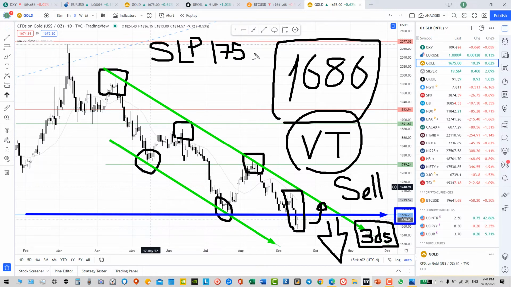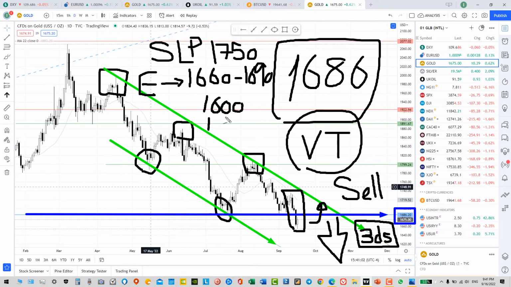The entry zone can be between 1660 up to 1690, while the targets are around $1,600. This is the first target. It can be less, of course, around 1560.